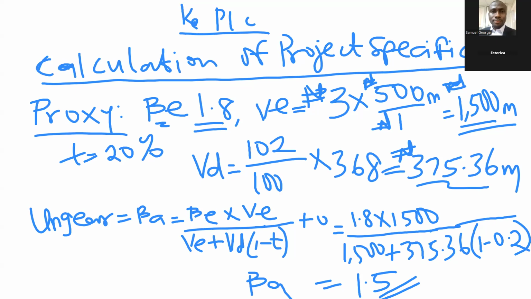It is lower. By default, beta assets will always be lower than beta equity because beta equity contains two things: beta asset and business risk and financial risk. So that means beta asset is already inside the beta equity. Okay, let us move to step 3.